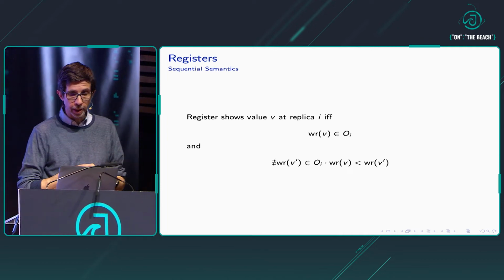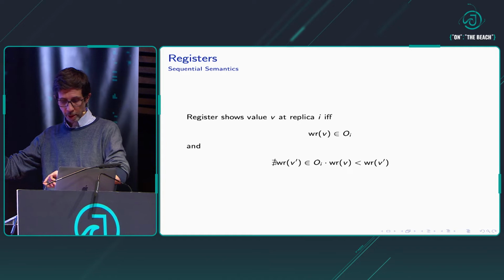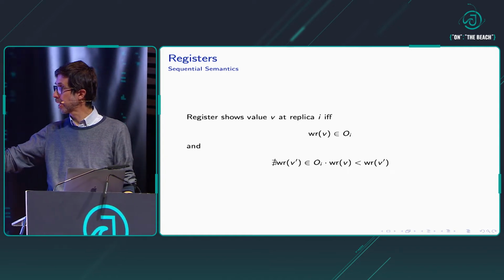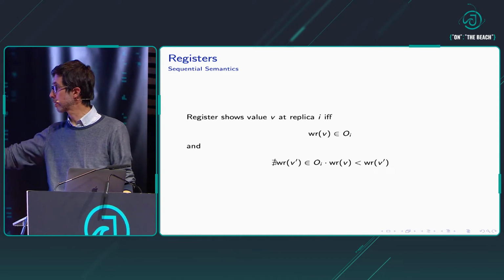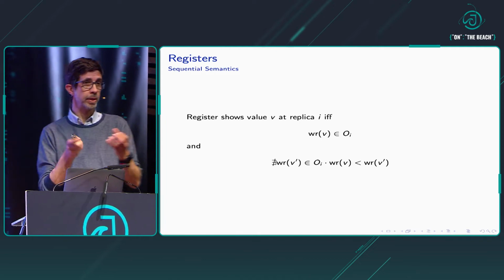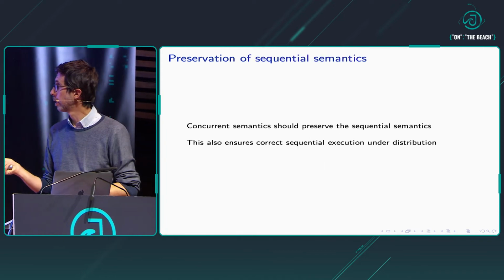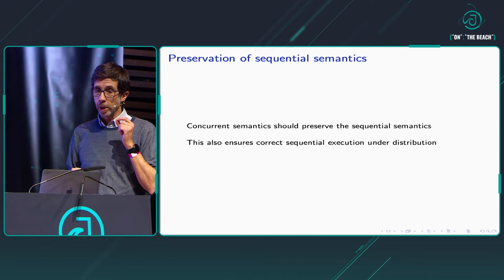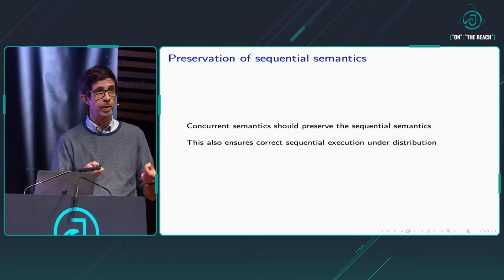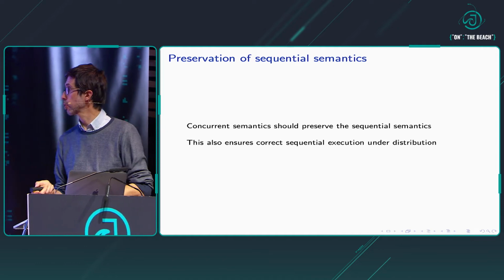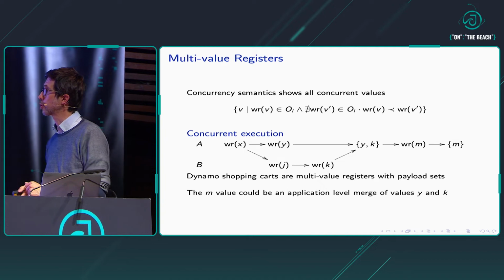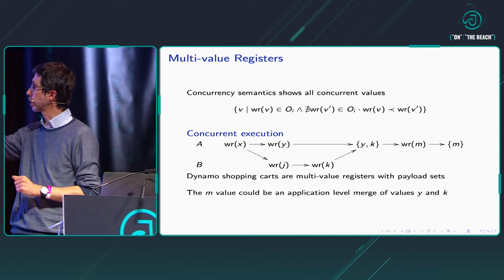A register will show a given value V if V was written and there is no other write that overwrites V. You have no other write in the future of V with a different value. So basically, this is what a register is. And when doing a correct concurrent implementation of a register, you want to preserve these semantics of the sequential register. So let's look at the concurrent execution over here, and let's look at the concurrent semantics.